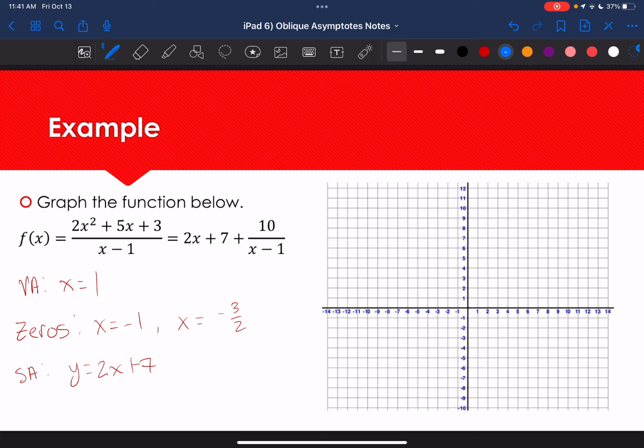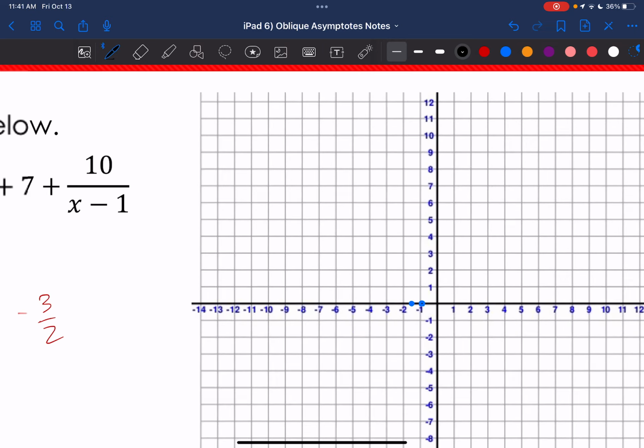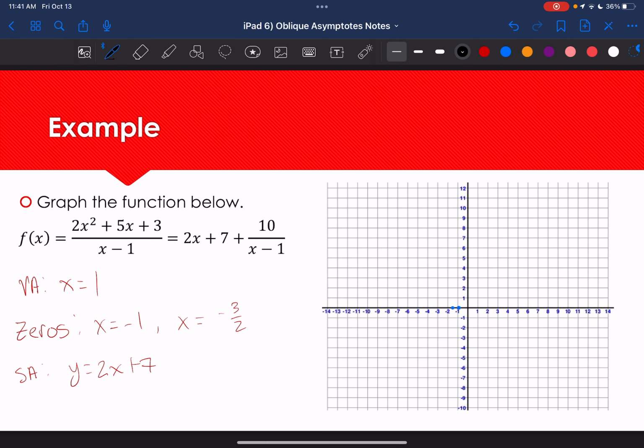Our first one is -1. Oh, these are very close together. And -3/2. Those are right next to each other. Then our vertical asymptote is at x equals 1. I'm going to do this a little thicker. And our slant asymptote is 2x plus 7.